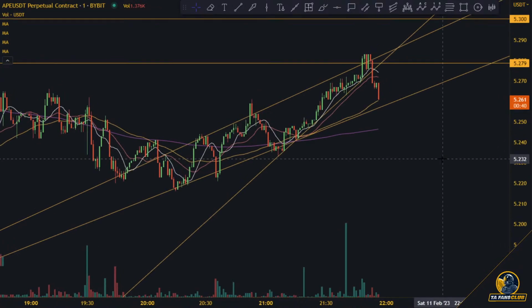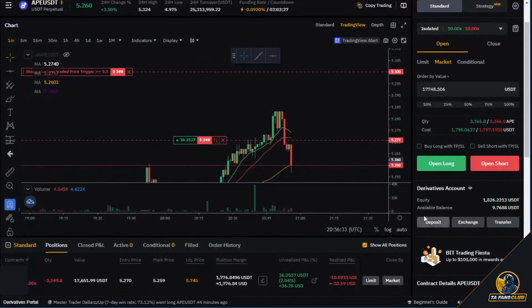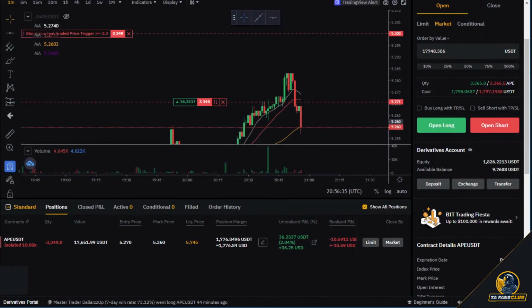Oof, you risky devil. Mohammed, are you still in your long from yesterday? You did well, man. There we go, we hit support. Should we take profits? 2%. Nah, not just yet.